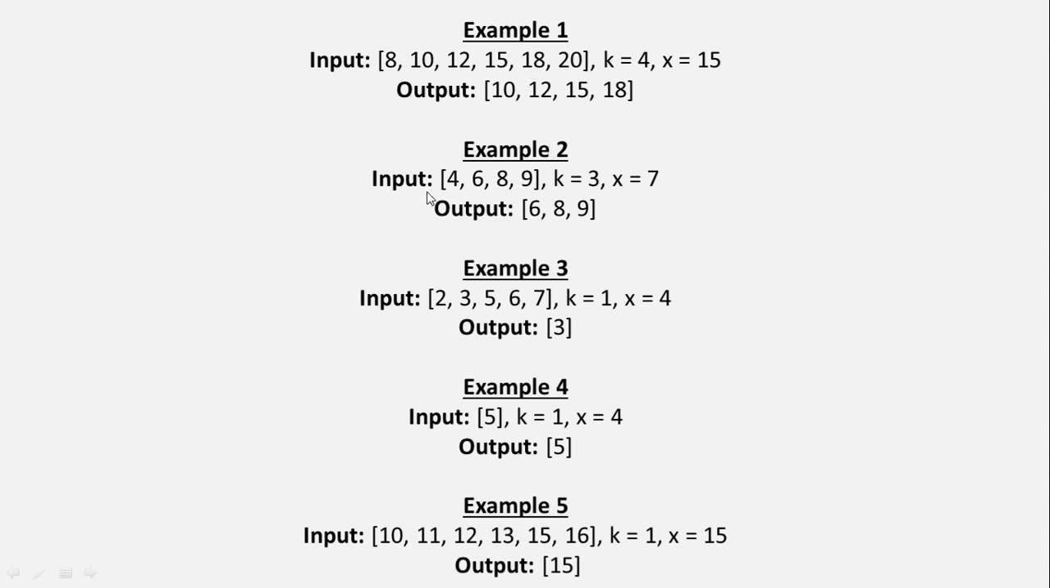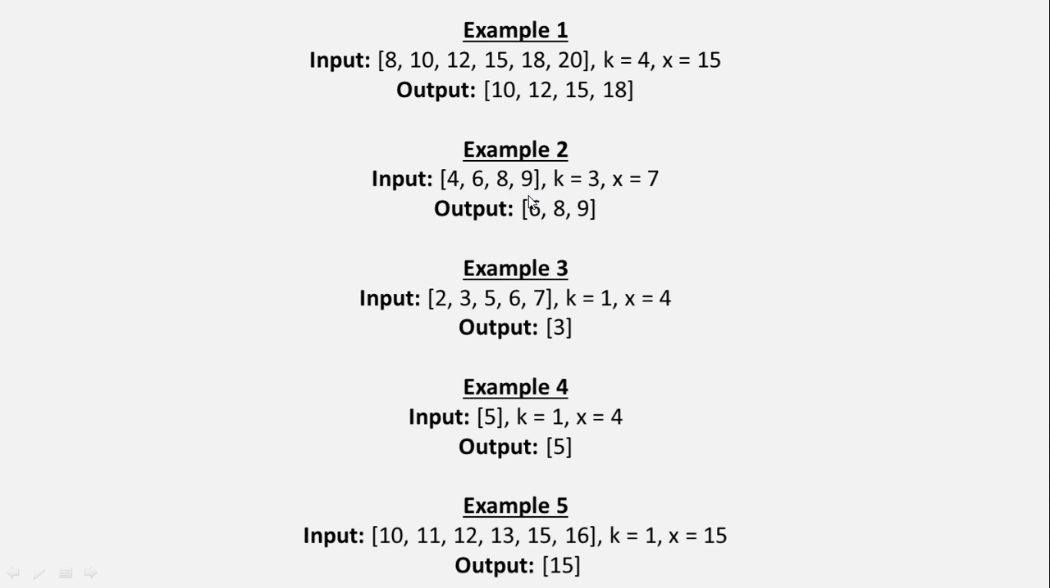Suppose the input array consists of integers 4, 6, 8 and 9. Now the integer to which you have to find k closest elements is 7. Is 7 a part of this given input array? No, it isn't. So what do you have to do here? You have to find 3 such values which are closest to 7. If you have a close look, you'll find that 6, 8 and 9 are the closest values to 7. So that will be your output.